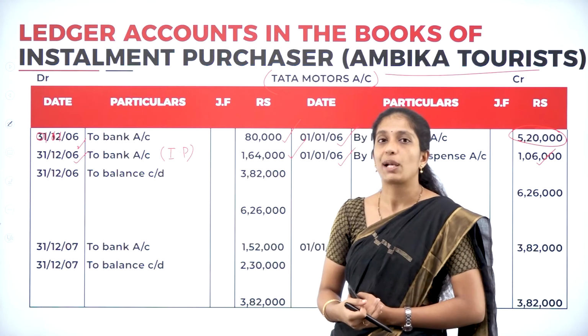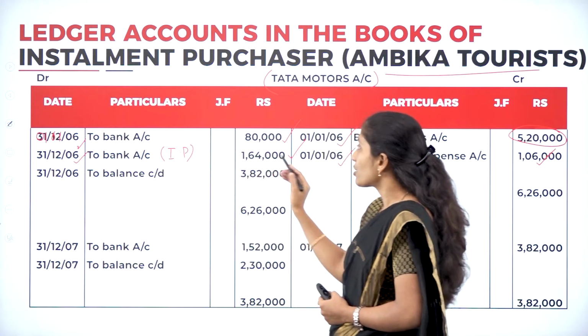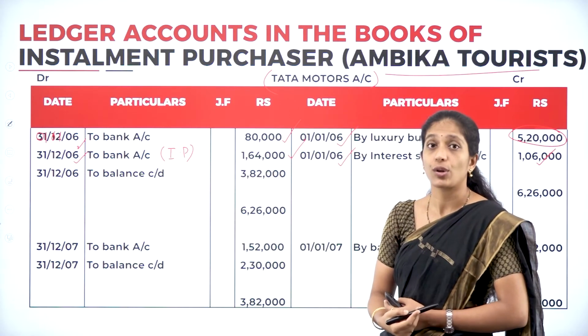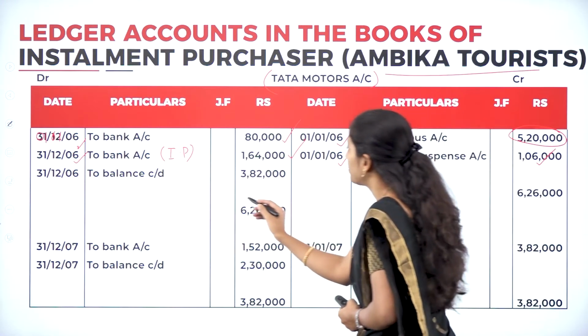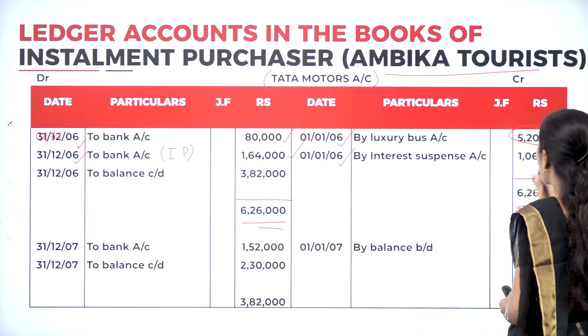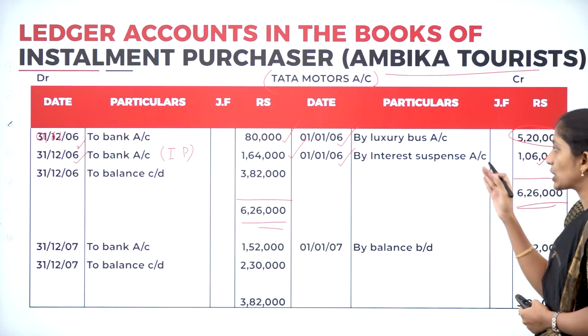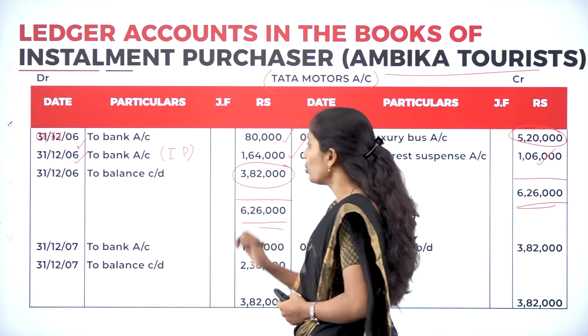Next is for installment paid. So what is the entry? Tata Motors account debit to bank account. So 1,64,000. So we have made the first installment. Now balance both the sides. So when you balance, you'll get in your credit side 6,26,000, whereas in debit side you'll get a balancing figure of 3,82,000.